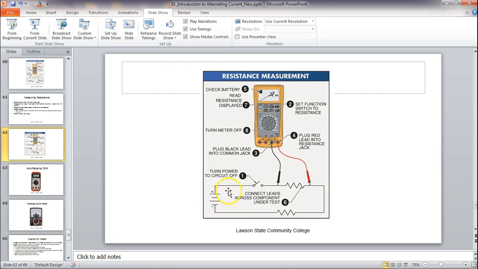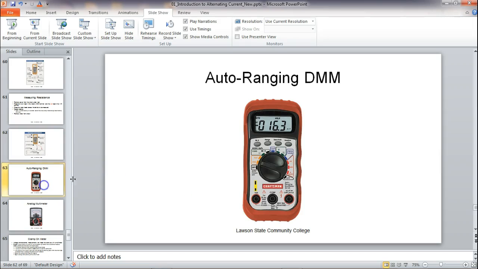So if you've got a DC system where the power doesn't have an on-off switch on it, then you're going to have to remove one of the battery leads. These are different types of meters we're going to show you. This is an auto ranging digital multimeter.